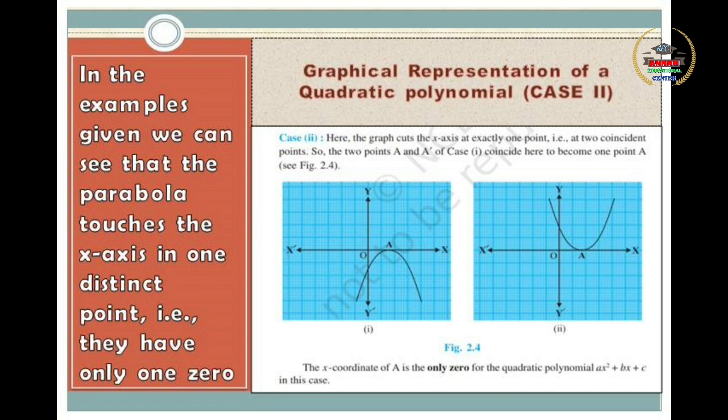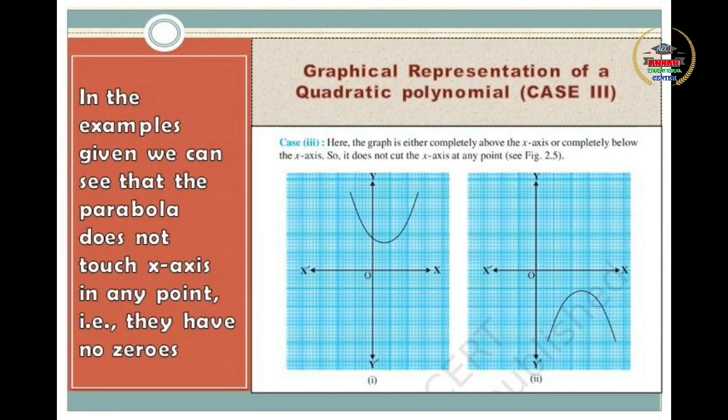Now case 3. Again, I have given you two examples. In both examples you can see that the parabola does not touch the x-axis at any point. So in that case there are no zeros, that is, the number of zeros is going to be 0. So we have discussed all the three cases.